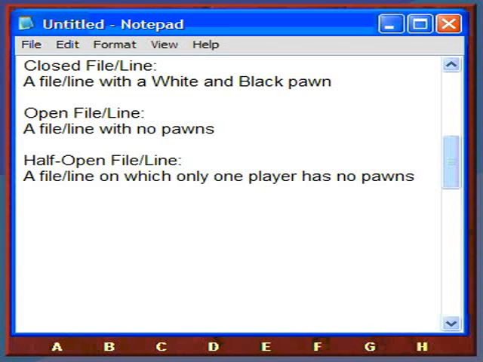Okay, now I want to talk about open, closed, and half-open files or lines. So what is a closed file or line? Well, let's first define it. A file is the vertical column on a chessboard, and a line is any line that you can draw. Let me show this to you.